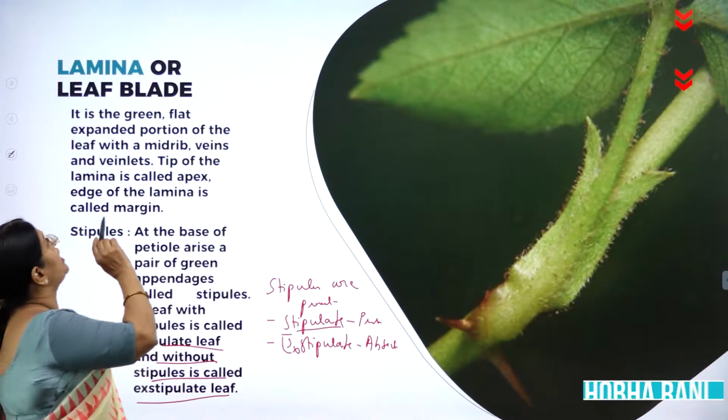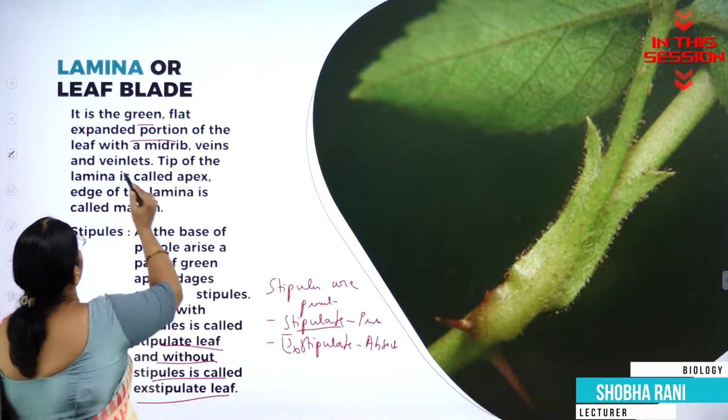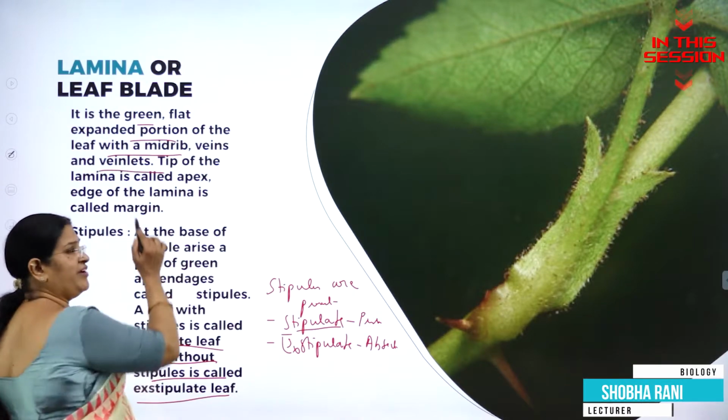What is leaf lamina or leaf blade? It is a green flat expanded portion with a midrib, veins and veinlet.